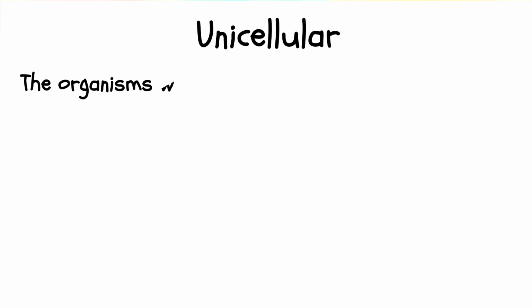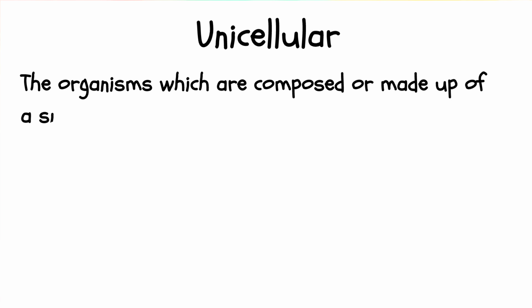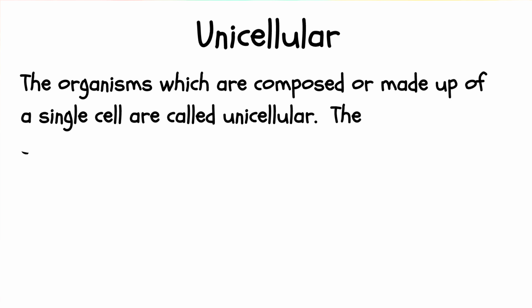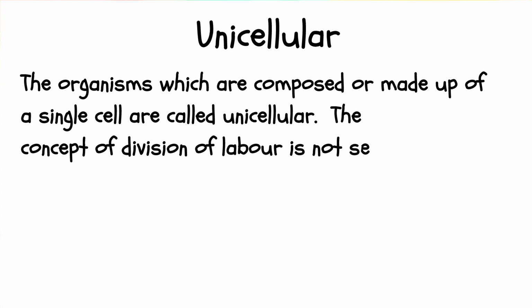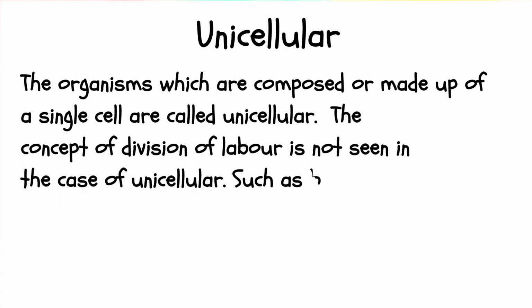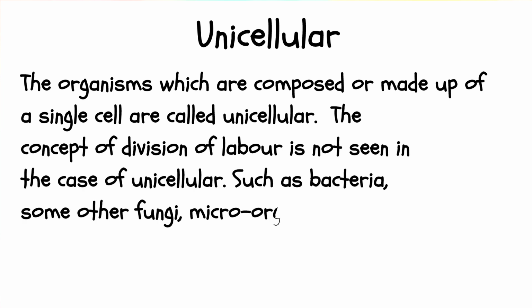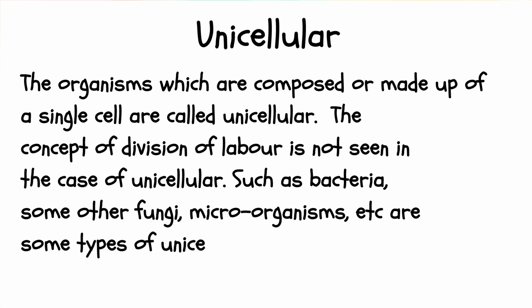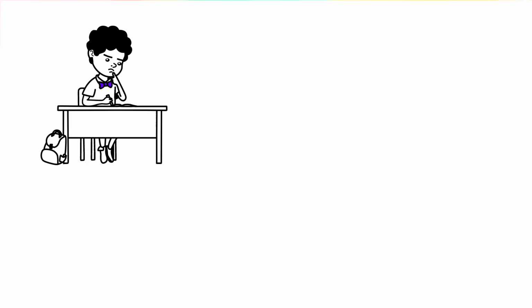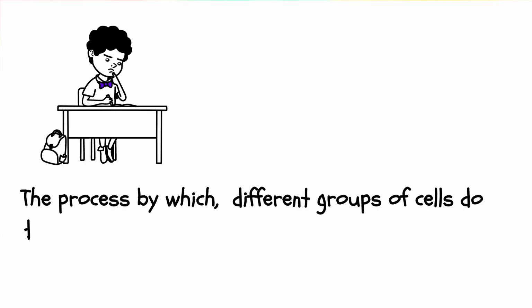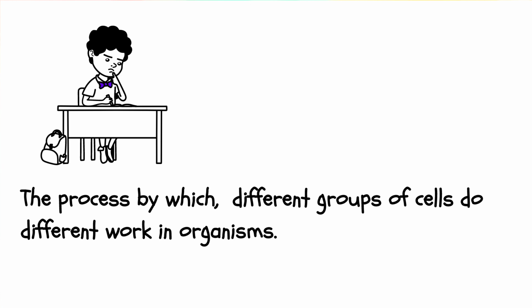Unicellular: the organisms which are composed or made up of a single cell are called unicellular. The concept of division of labor is not seen in the case of unicellular organisms. Bacteria, some other fungi, microorganisms, etc. are some types of unicellular organisms. You might be wondering, what is the division of labor? The process by which different groups of cells do different work in organisms.